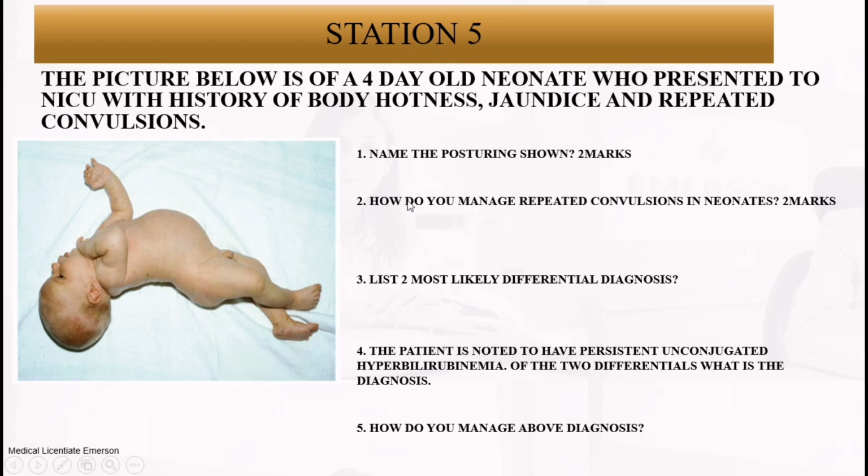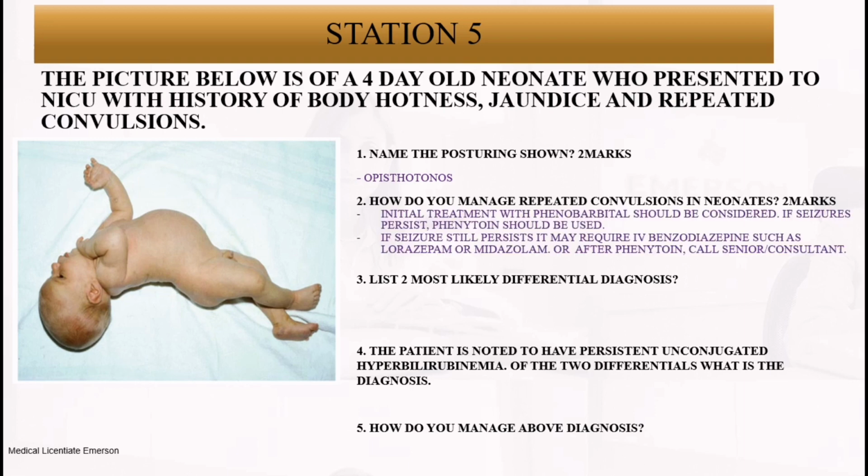So this posturing, as you can see, the name of the posturing is opisthotonus. Then how do you manage repeated convulsions in neonates? In neonates, the initial treatment with phenobarbital should be considered. So first start with phenobarbital. Then if seizures persist, you have to repeat phenobarbital again. And if seizures persist, then you go to phenytoin. So phenytoin should be used.